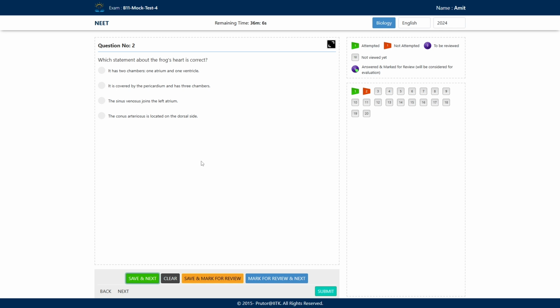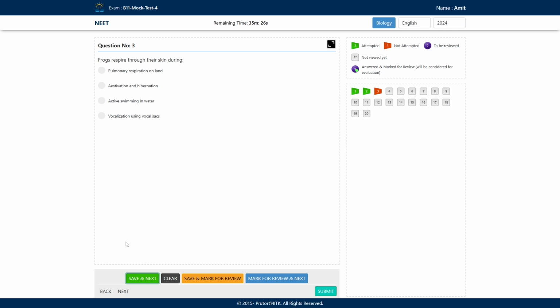The pericardial membrane is there, and in between the pericardium membrane and the wall of the heart there is pericardial fluid, which we have already studied. Now, the sinus venosus joins the right atrium, not the left atrium. The conus arteriosus is located on the ventral side, not the dorsal side. So the correct statement is B: it is covered by the pericardium and has three chambers, two atria and one ventricle. We will save this and move to our next question.